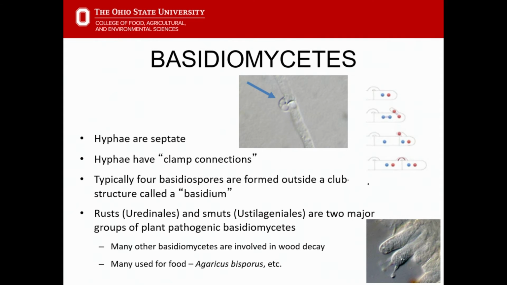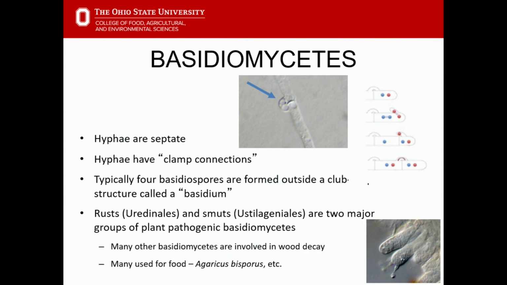Basidiomycetes are an important group of true fungi that contain numerous economically important plant pathogens. Hyphae are septate, but Basidiomycetes have evolved a mechanism that allows the exchange of nuclei upon mating of hyphae of different mating types. The arrow in the micrograph points to a clamp connection, and the diagram to the right details the redistribution of nuclei. The sexual reproductive structure in Basidiomycetes is a basidium, which typically produces 4 basidiospores.